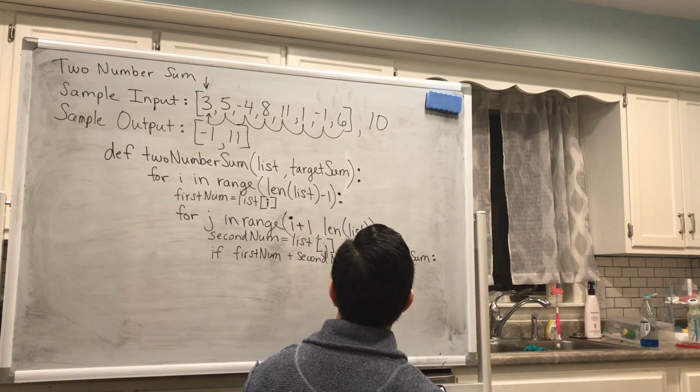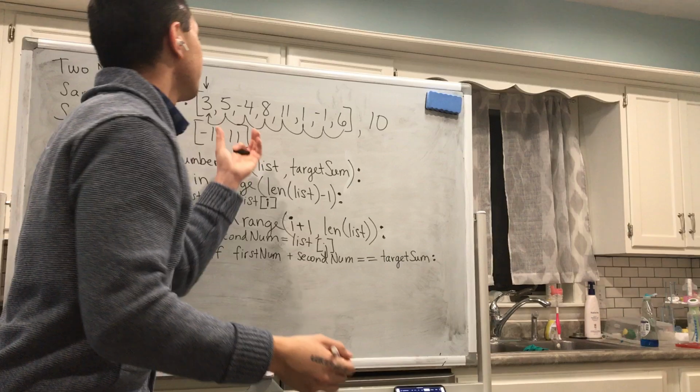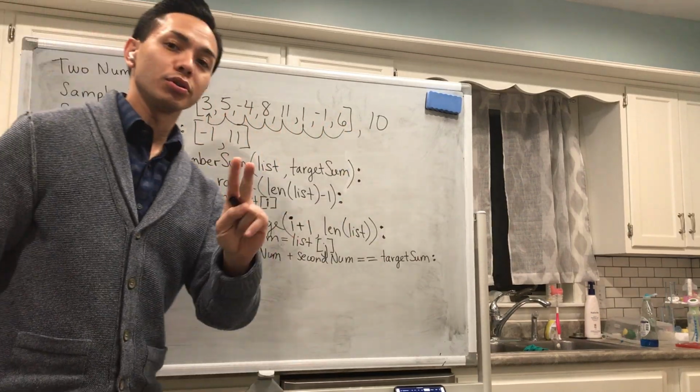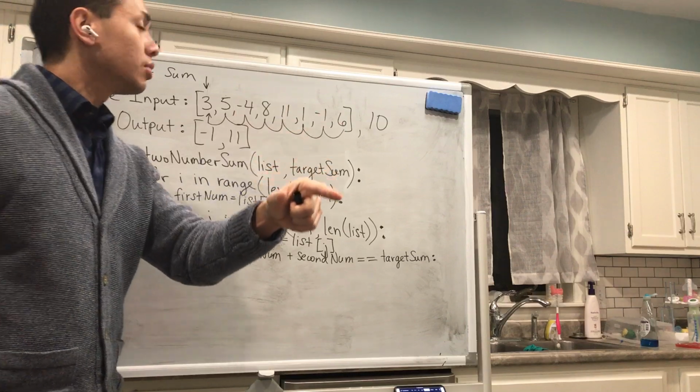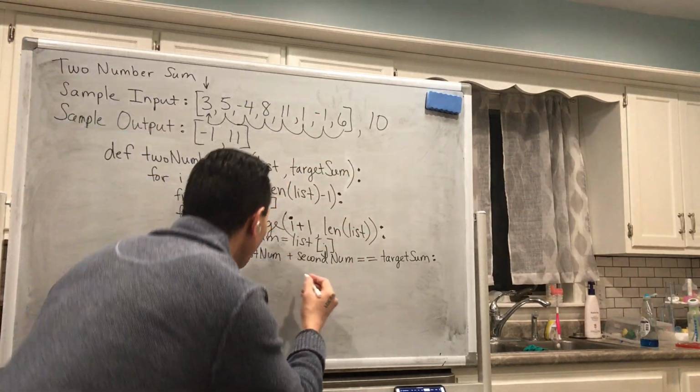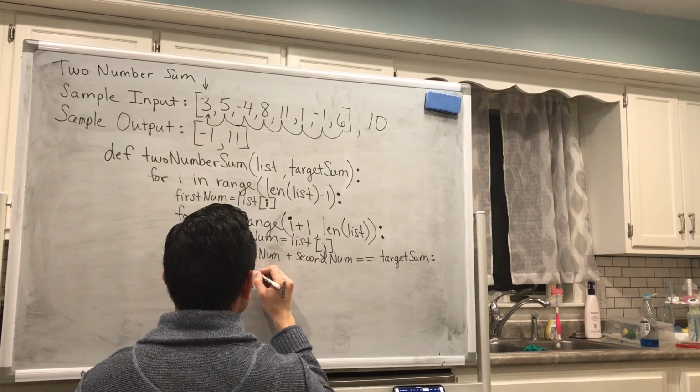Then do the following. Well, what are we going to do if there's two numbers in here that sum to the target sum? We're going to return that bad boy, or both those bad boys. All right, so we're going to return those bad boys.